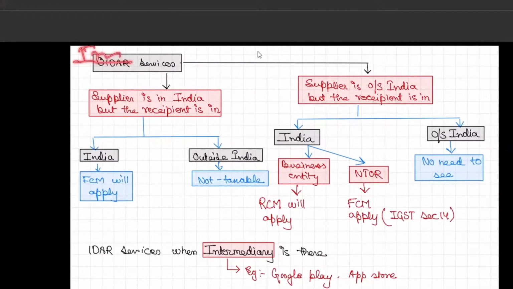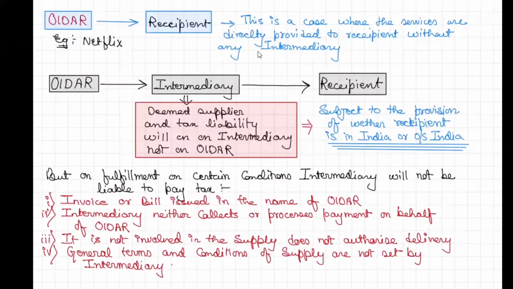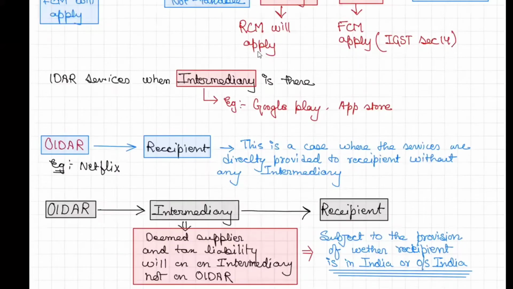Correct. Now we need to see whether it is providing in India or outside India. Correct. We just need to change the OIDAR name with intermediary. Correct. It means the deemed supplier, and the tax liability will be on the intermediary, not on OIDAR. Till now, it was very simple. Correct. OIDAR providing services to the recipient.